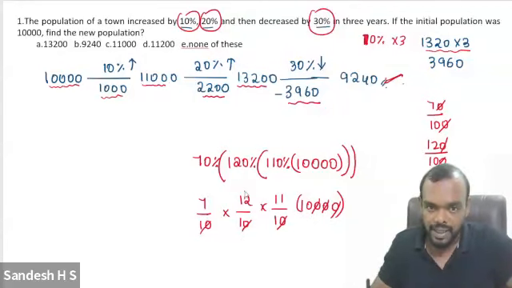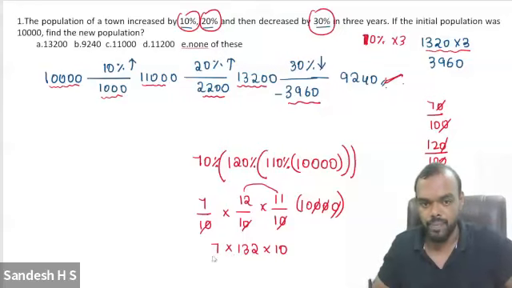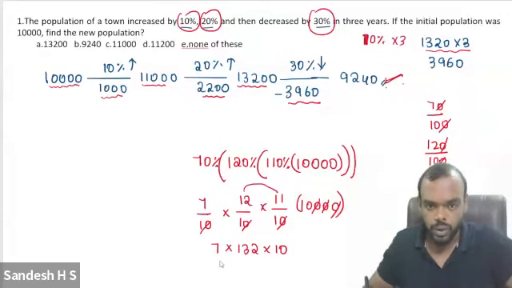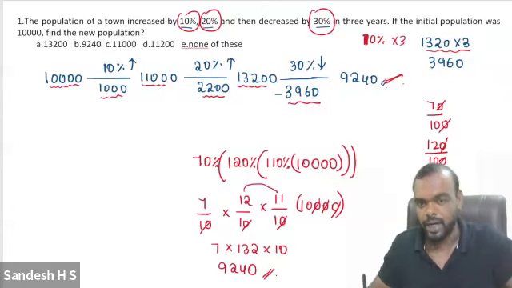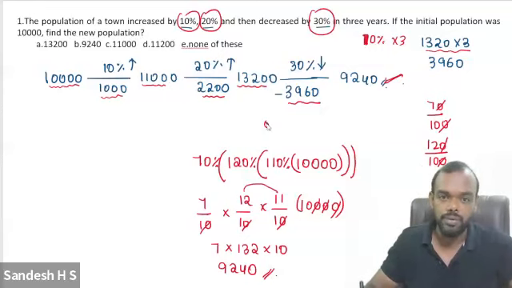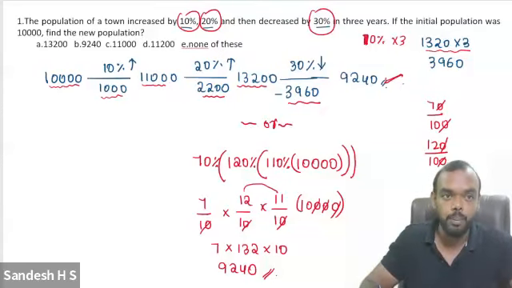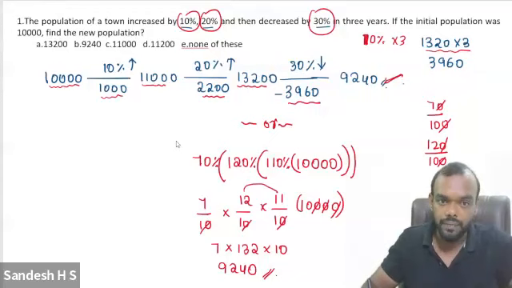So 1, 2, 3. Here also 3 zeros cancel. Okay. I can say 12 into 11 is 132. Into another 7 is there. This side into 10 is there. 7 into 132 will become 924. And into 10 will become 9240. Now, this is a very important method. This method is very important.